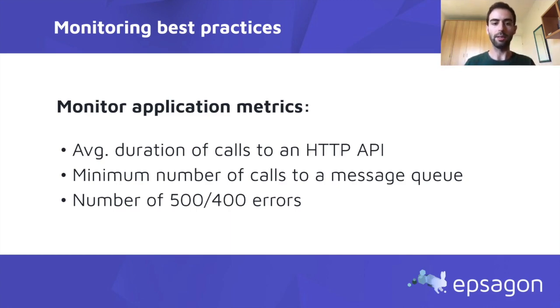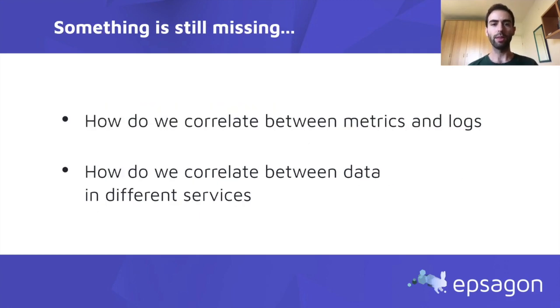Things like what's the average duration or even percentile of calls to your specific API, or what's the number of messages that are coming into your message queue to see how much volume you are having, or even the number of 500s or 400s. That's something that you'll need to define for your own application, but these are just some examples of things that you want to look at in your application to make sure that you're providing a good experience and resilient system for your customers. Now, even with all these best practices, something is still missing.